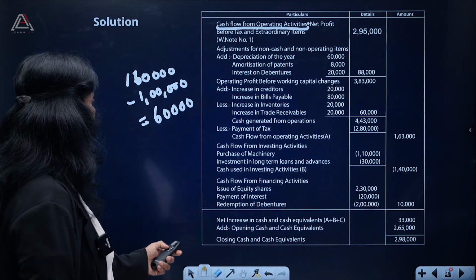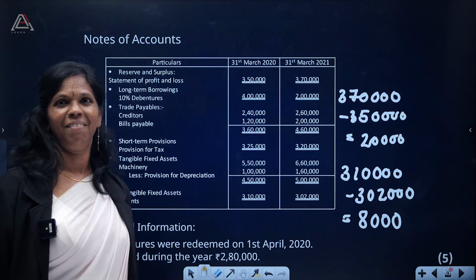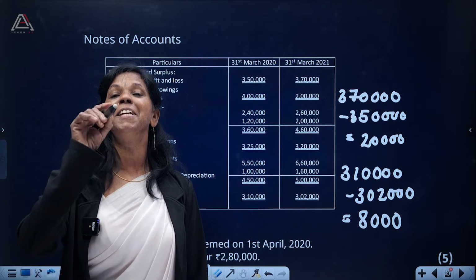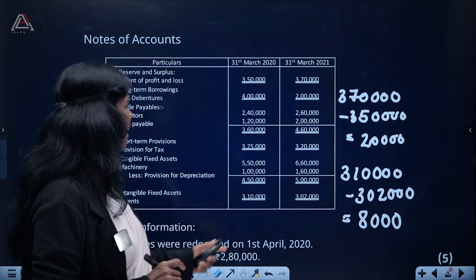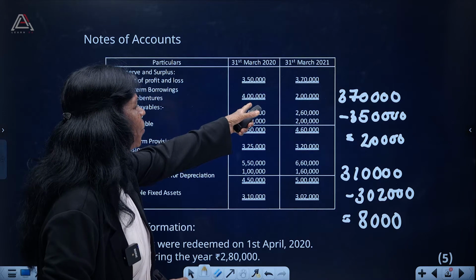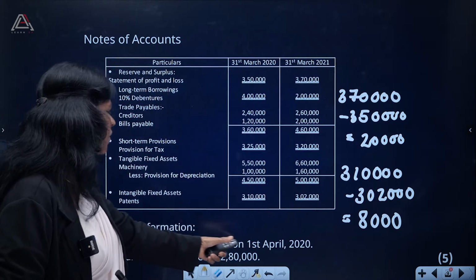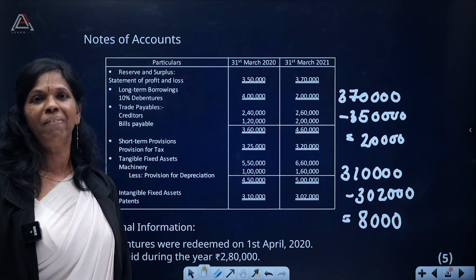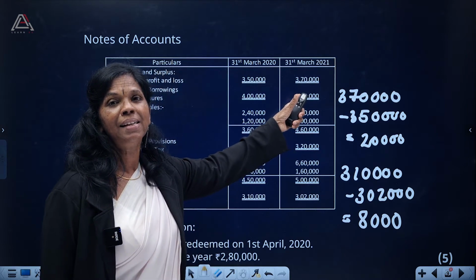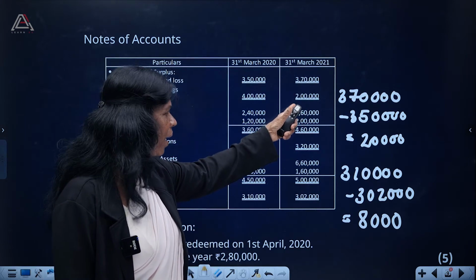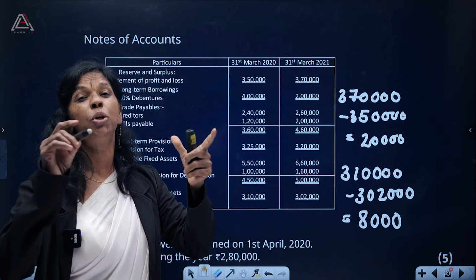Coming to the 10% debentures. What is that 10%? It is the interest provided on debentures. So here, first year 4 lakh, second year 2 lakh. Then some debentures were redeemed on 1st April 2020. One adjustment is there. So this 2 lakh is the current year amount, and 10% of 2 lakh is 20,000. That is the interest paid during the year.